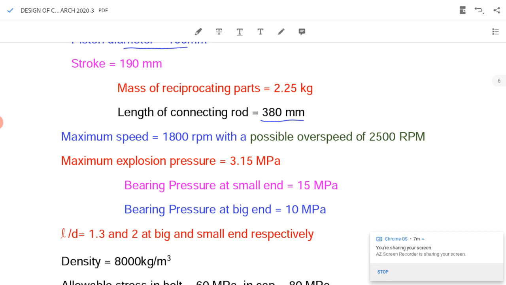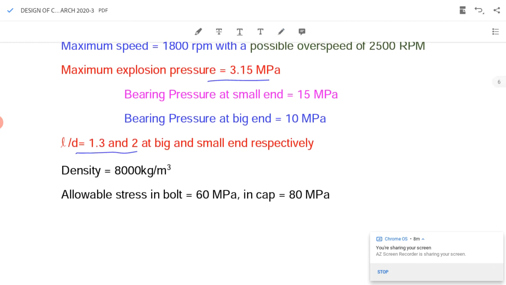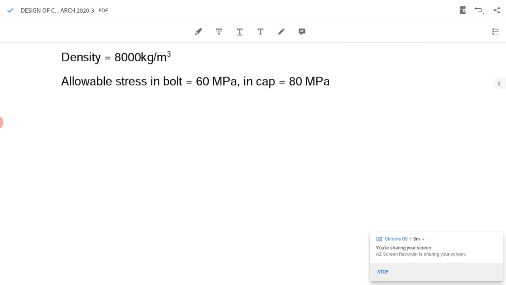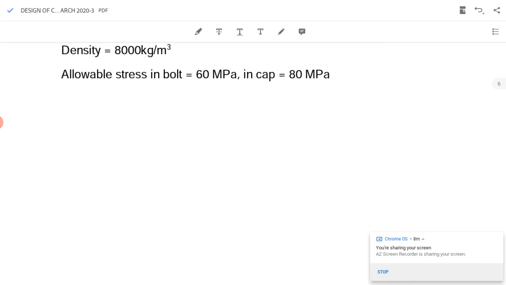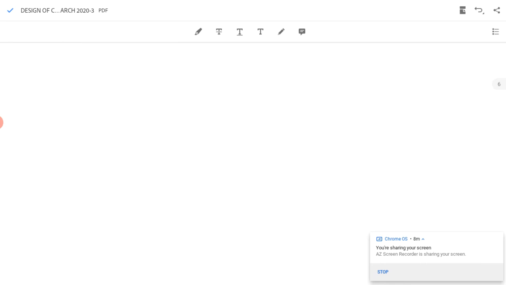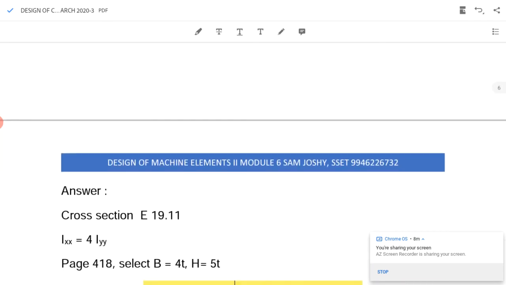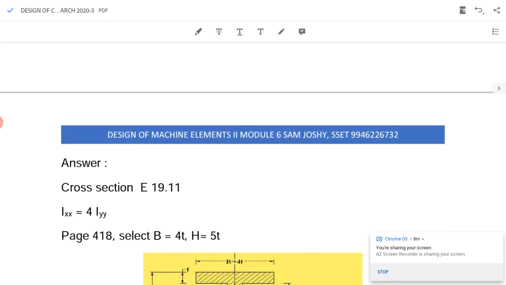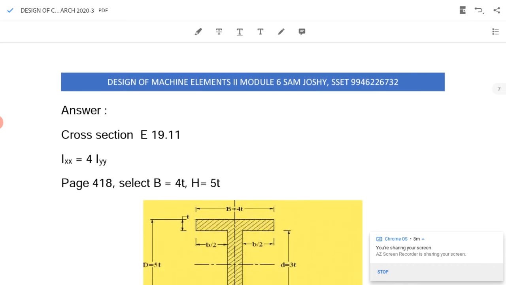Maximum explosion pressure equal to 3.15 megapascal, and the bearing pressures at the small end and big end are given as 15 megapascal and 10 megapascal. L by D equal to 1.3 and 2 at the big and small end. Density equal to 8000 kilogram per meter cube for the material. Allowable stress in the bolt equal to 60 megapascal, and in the cap it is given as 80 megapascal. Now, our first step is to find Ixx by Iyy, and we have to check whether it is falling between 3 and 3.5.